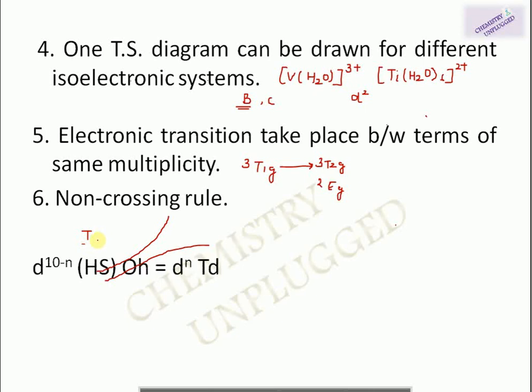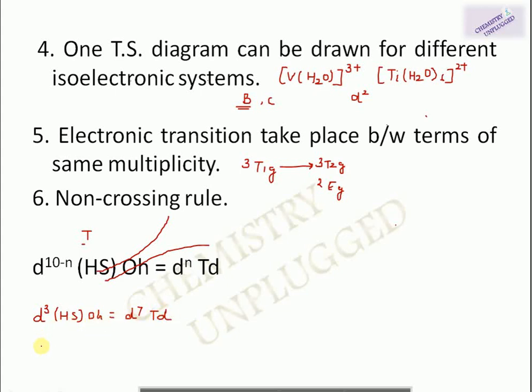Then we will take that. One thing to remember is that d^(10-n) high spin octahedral is equal to d^n tetrahedral. What is the meaning of this? The d^n denotes the number of electrons in the d orbital. Suppose you have a d3 electronic configuration, a high spin complex in octahedral, then its pattern will be similar to 10 minus 3, d7 tetrahedral.